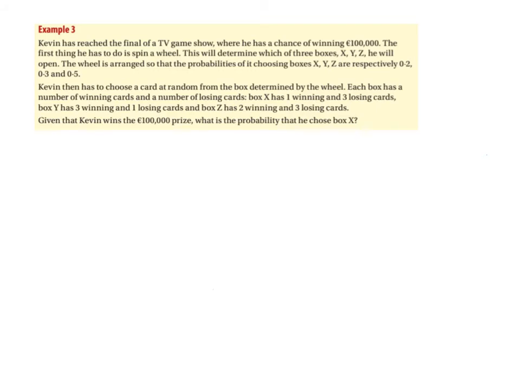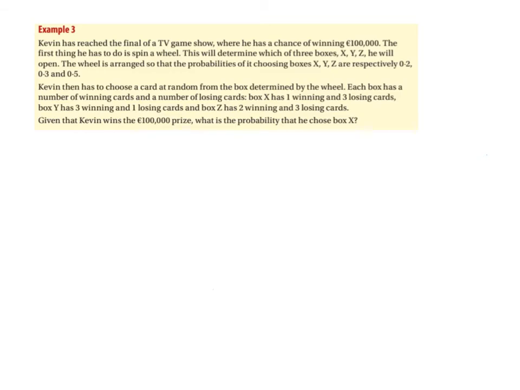Each box has a number of winning cards and losing cards. Box X has 1 winning, 3 losing. Y, 3 winning, 1 losing, and Z has 2 winning and 3 losing cards. And given that we know that Kevin wins the 100,000 prize, what's the probability that he chose box X? So we're going to set this out with a tree diagram.